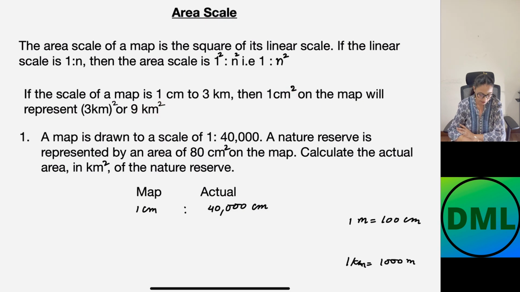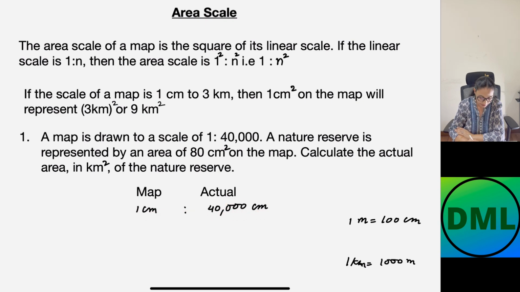Let's see one question here. A map is drawn to a scale of 1:40,000. A nature reserve is represented by an area of 80 centimeters squared on the map. Calculate the actual area in kilometer squared of the nature reserve. I have to calculate the actual area. I have this ratio given to me. This is 1 centimeter is to 40,000 centimeter.